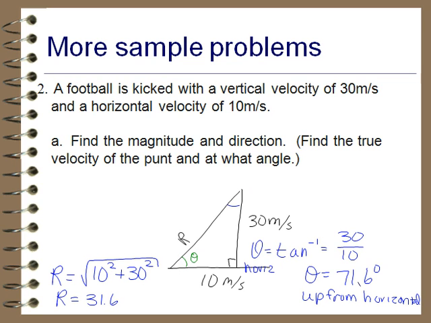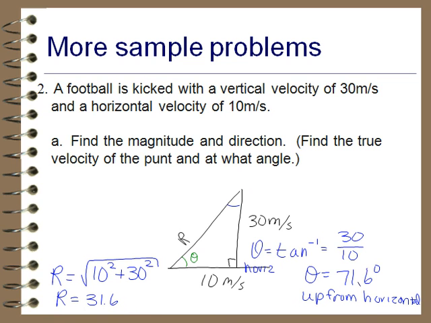So how would we report this? We would report it that it is 31.6 meters per second, and it is 71.6 degrees up from the horizontal. So all of this is the answer, and this should have meters per second there.